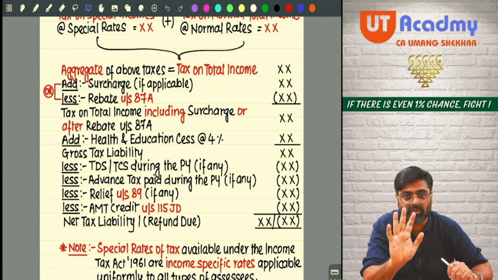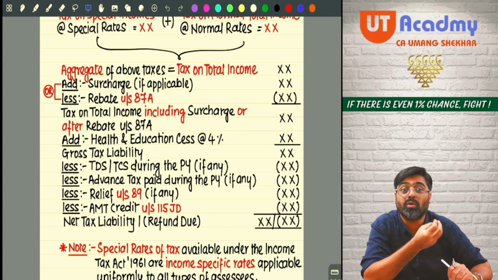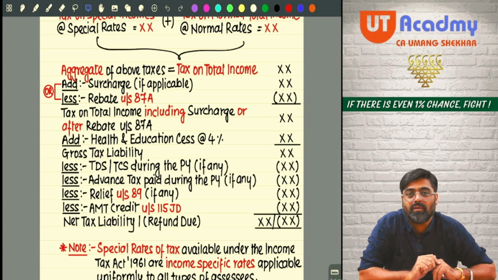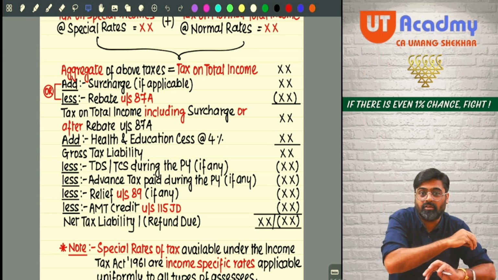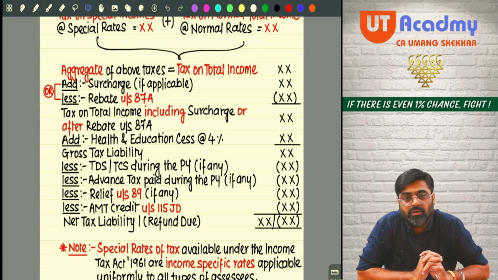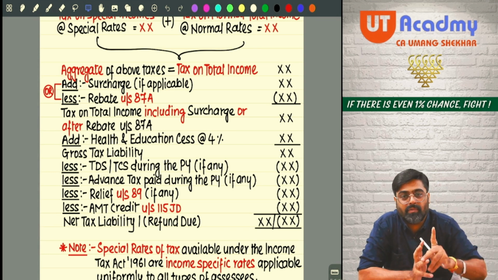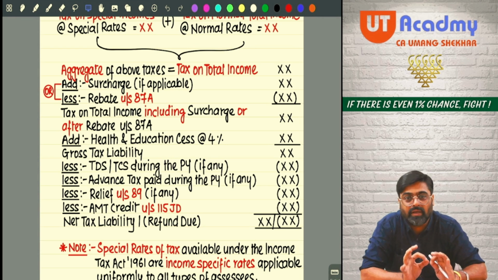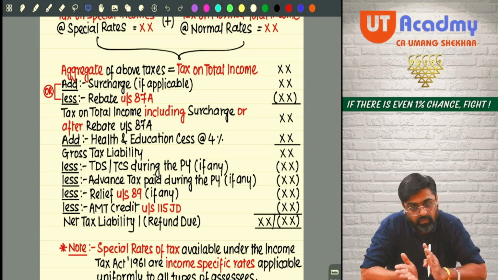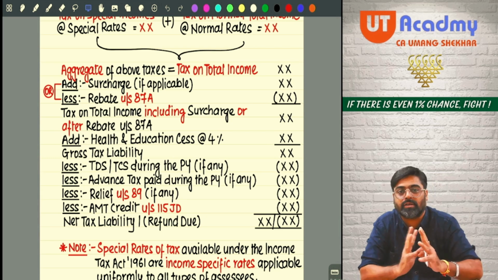If you are not aware of this concept, just imagine a 2 marks MCQ, you will lose 2 marks in the exam. And how easy it is to get those 2 marks if you know this concept. Understood? So this brings us to the end of this chapter, chapter number 1, basics and introduction. Whatever discussion was required for us to move ahead in our direct tax syllabus, I have done all the discussion with you.